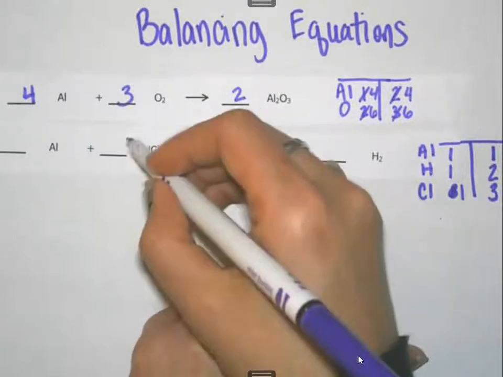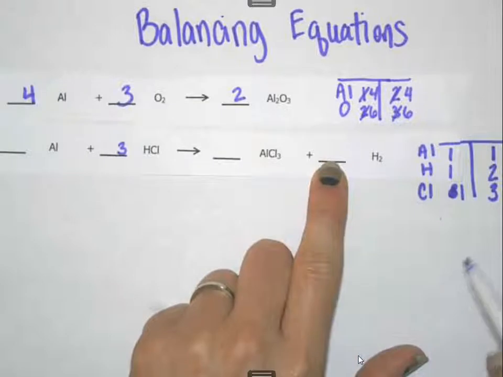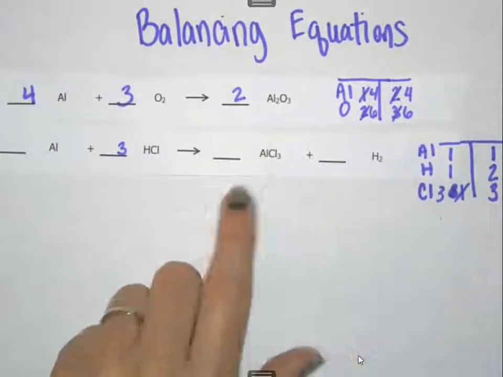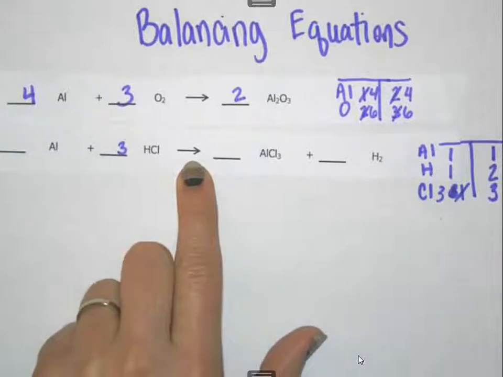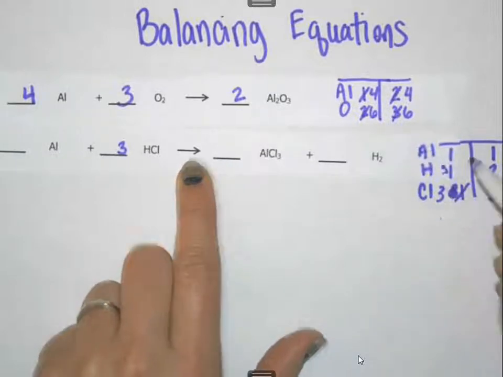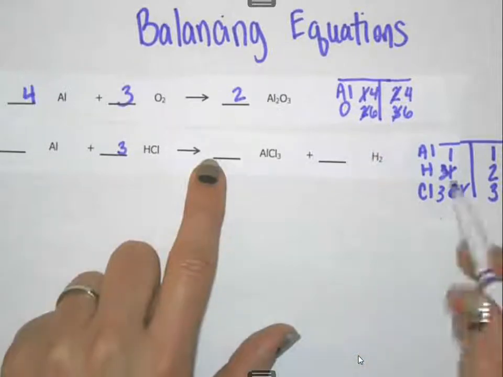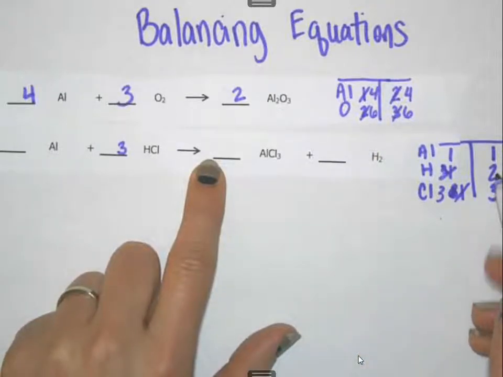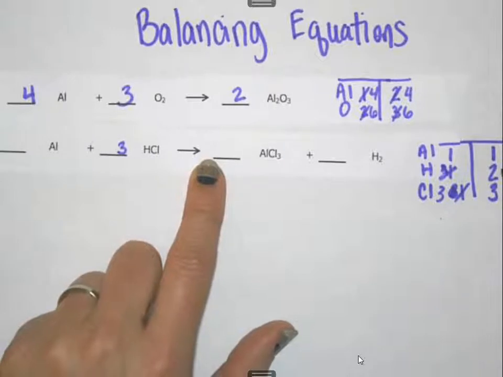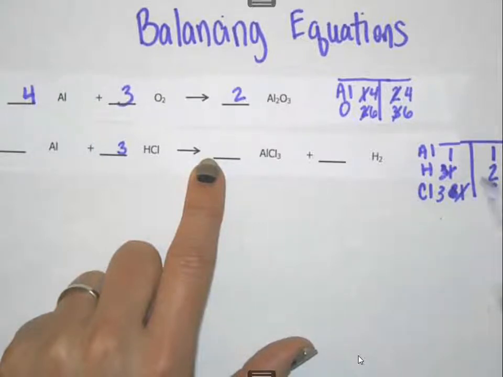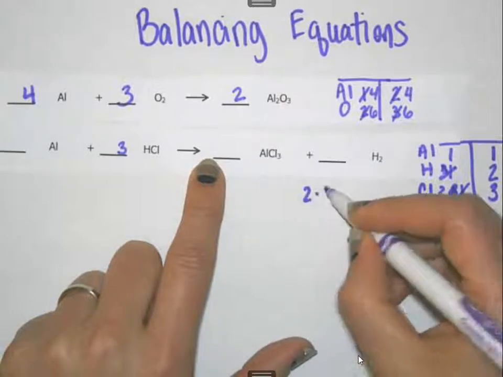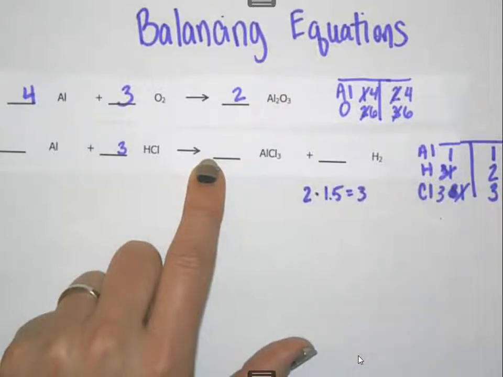If I put a 3 here in front of that, then that gives me 3 chlorines. But it also kind of creates some other issues for me because it gives me 3 hydrogens. So now I've got too many hydrogens on the left-hand side, and I've only got 2 on the right-hand side. So a couple different things that you could do. One of the easier things to do that I like to do with my problems is I can multiply 2 by something that equals 3. If I do 2 times 1.5, that equals 3.